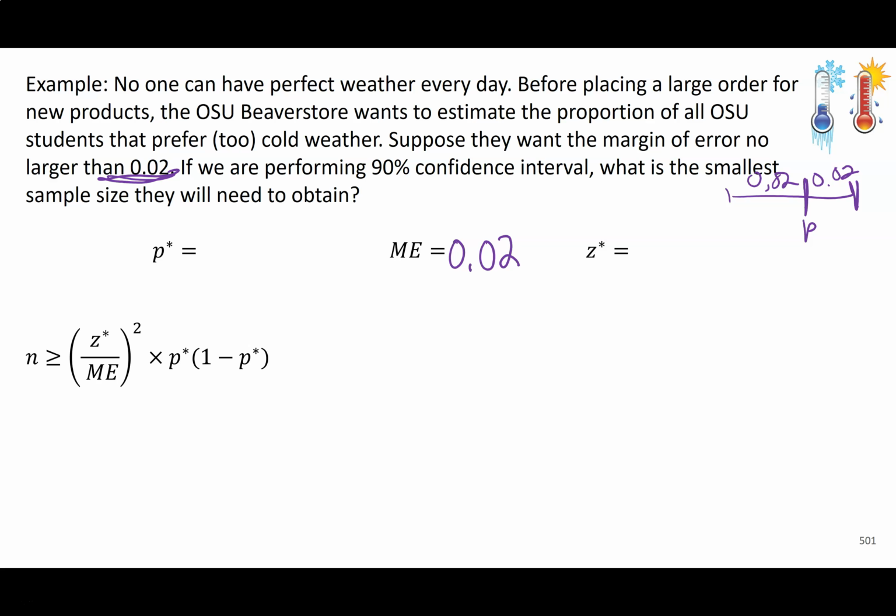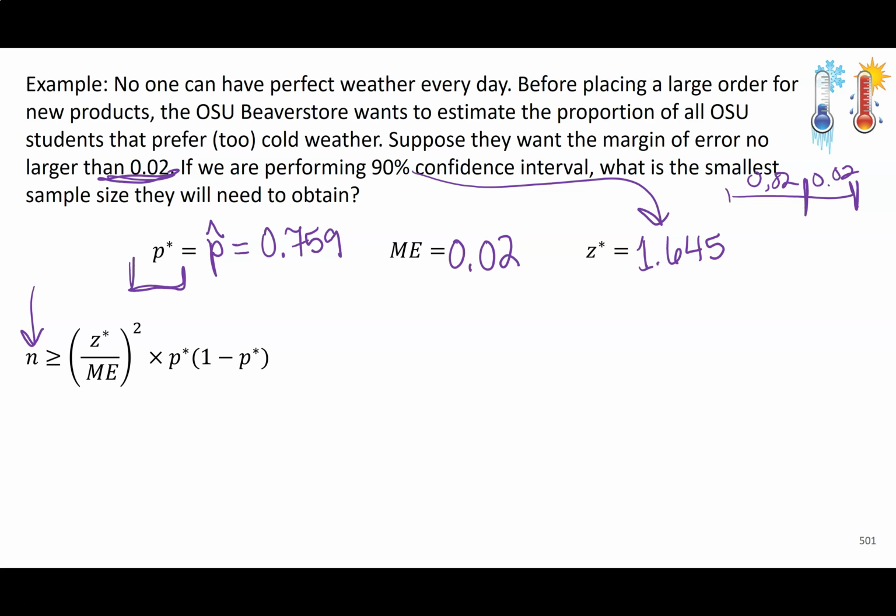And suppose we want a 90% confidence interval. So that tells me to use a z-star of 1.645. What is the smallest sample size I'll need? So n, I don't know. We'll figure this out here. Then we need to figure out what we're doing for P star. So because I already took a sample and we have sample information, we should use P hat. We have a P hat to use, so let's use that 0.759 that we got from our sample earlier.